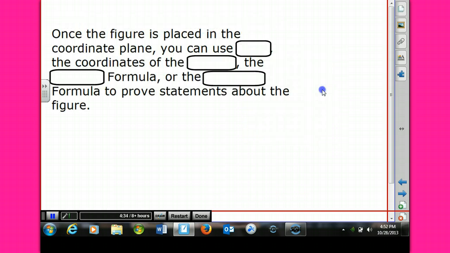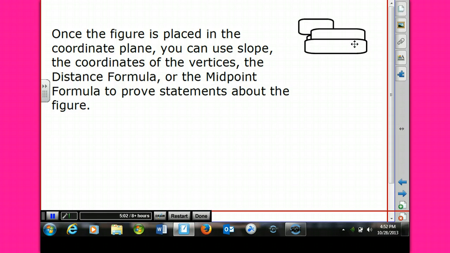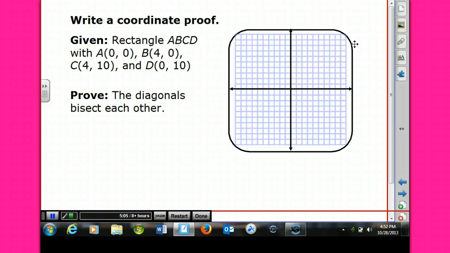Excellent. Once the figure is placed in the coordinate plane, you can use the coordinates. You can use slope. You can use the coordinates of the vertices, right? And there are a couple of formulas that you can use to prove statements about the figure. One is the distance formula, and the other one that you have already used today is the midpoint formula. So let's write a coordinate proof.